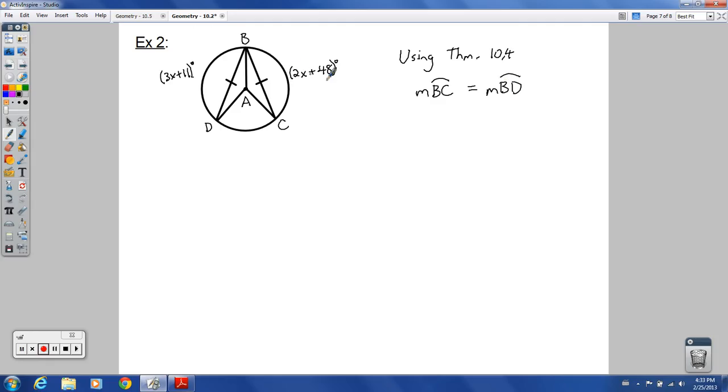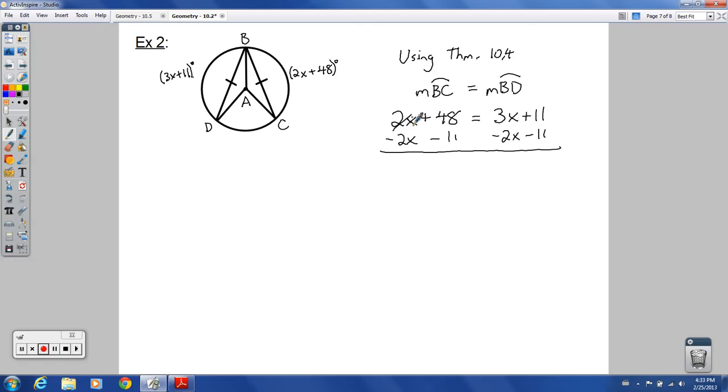Meaning, I can set this expression equal to this expression right there. So 2x plus 48, that's what the measure of BC is, is going to equal 3x plus 11. And now it's an algebra problem. So now I'm going to subtract 2x, it looks like the easiest way to go about it. Subtract 11.